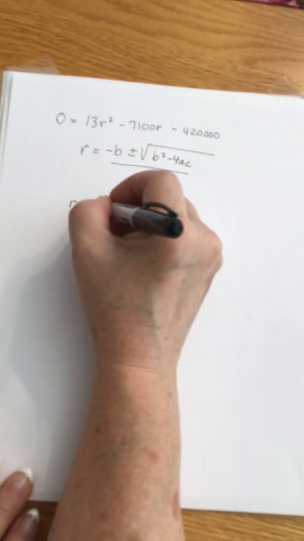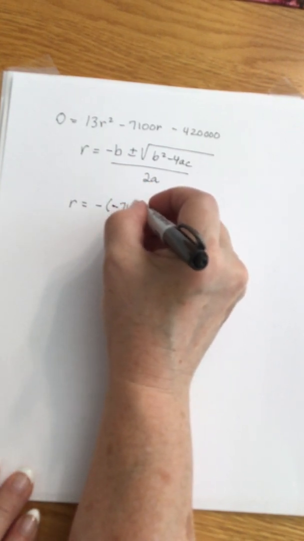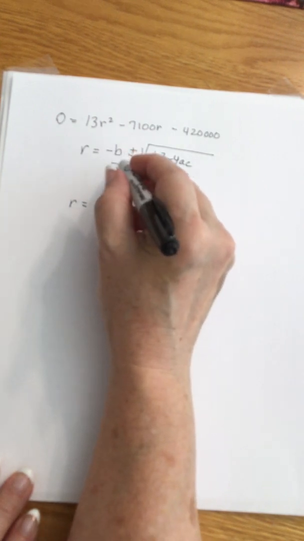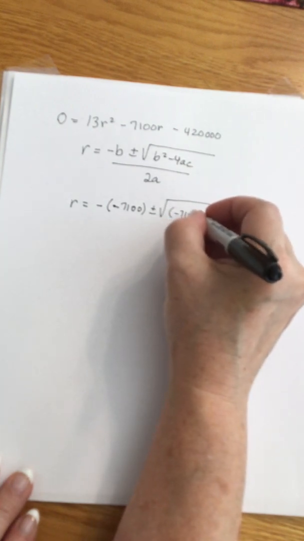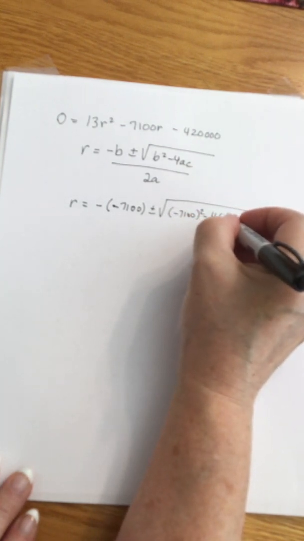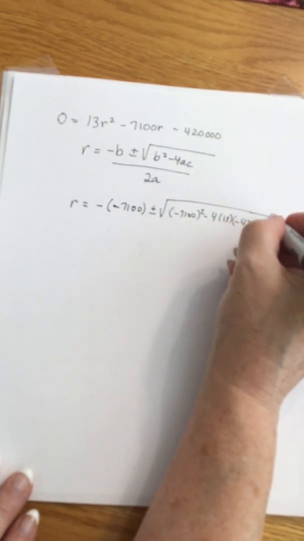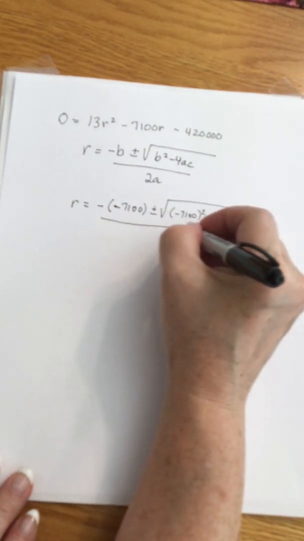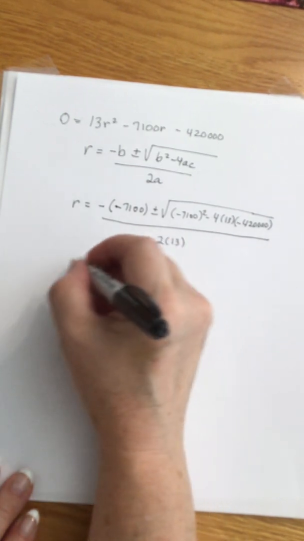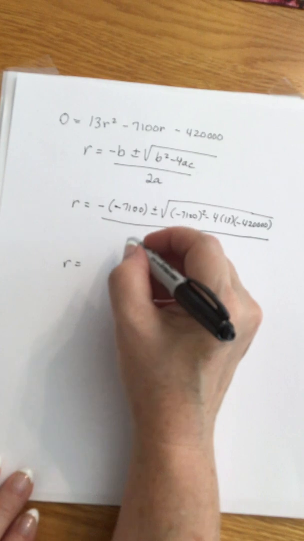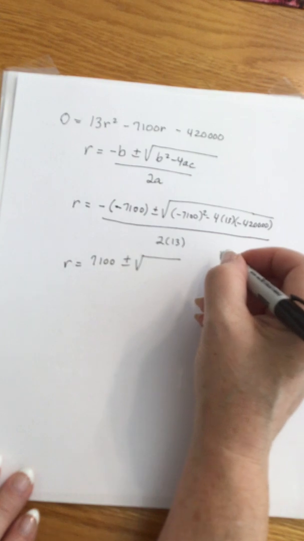So I have r equals negative 7,100. That would be our negative b plus and minus the square root of b squared, so negative 7,100 squared, minus 4 times 13 times a negative 420,000, all over 2 times a, so 2 times 13. So now a negative times negative gives me a 7,100 plus and minus the square root of.